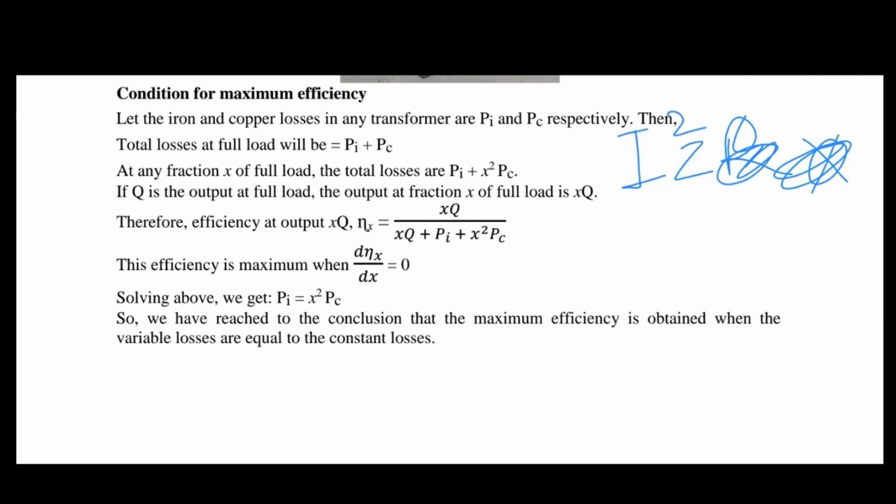This is the undesirable components of resistance and reactance, which are present in the primary side and the secondary side, across which the drop happens. And since the drop is happening and current is flowing, so I square R losses are also there.